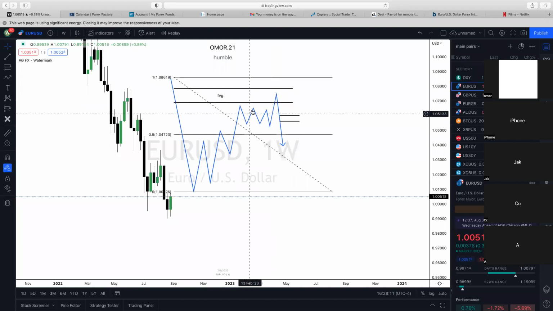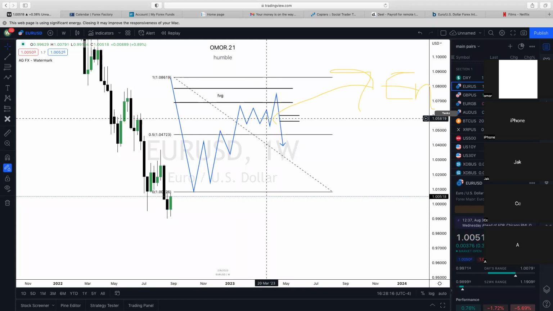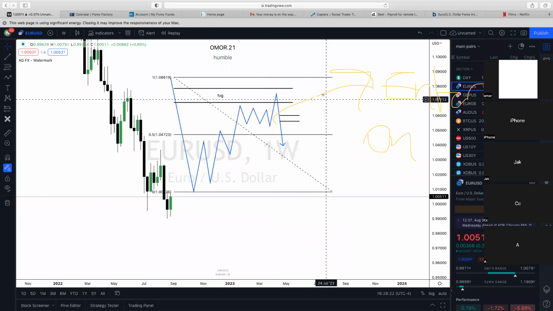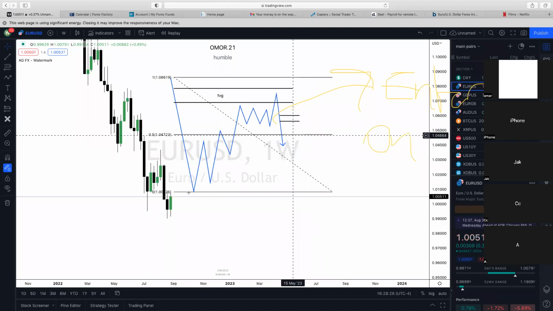Because this could be offered at the fair value gap, or it could be offered off the... okay, yeah, enter on. I don't know how to remove this, if you can remove that as well, bro, because it's going to stay here. Oh, it's for your screenshot. Yeah, go on.